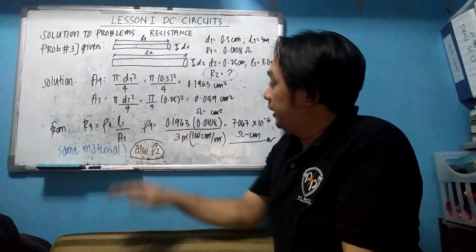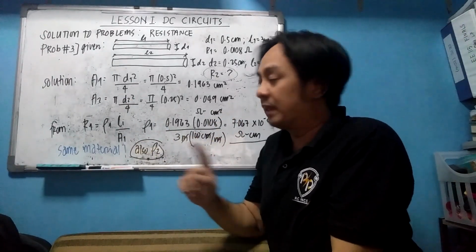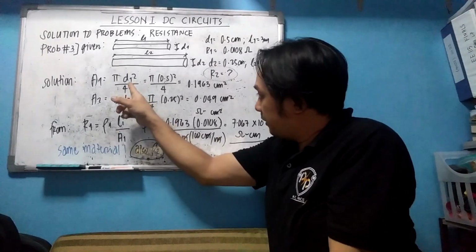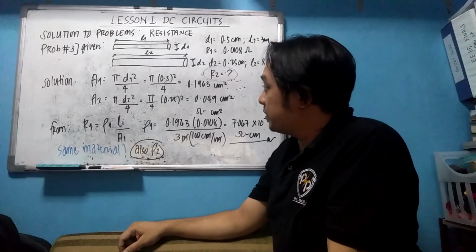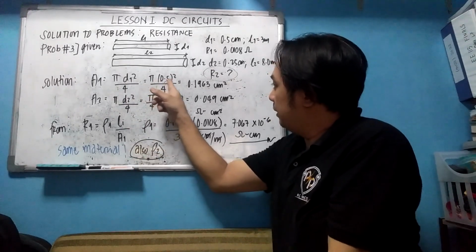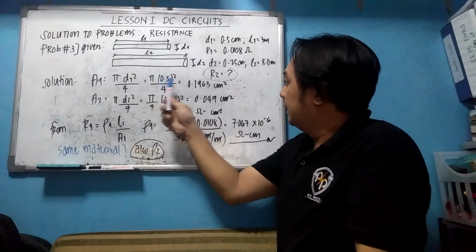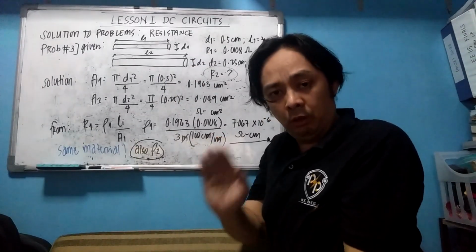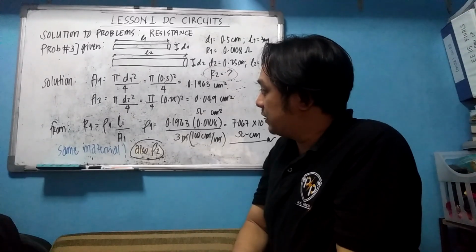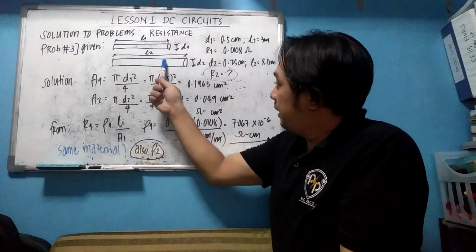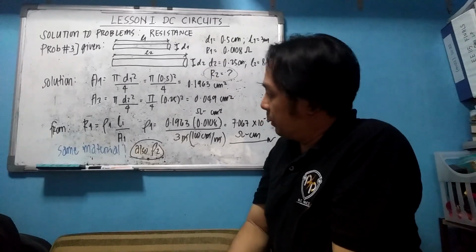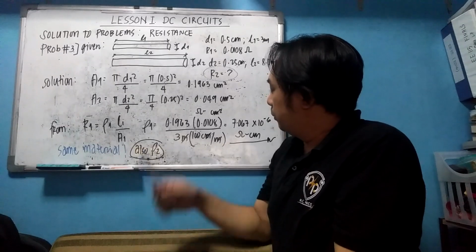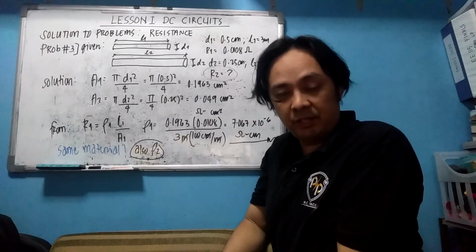So the solution here is to get the first area, pi d squared all over 4, in terms of the first diameter. By substituting 0.5, you have 0.1963 centimeter squared. You will also do the same process for the second area in the second condition. So pi d squared over 4, pi over 4 times 0.25 squared, we will have 0.049 centimeter squared.